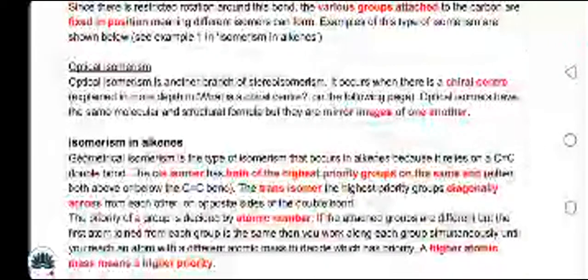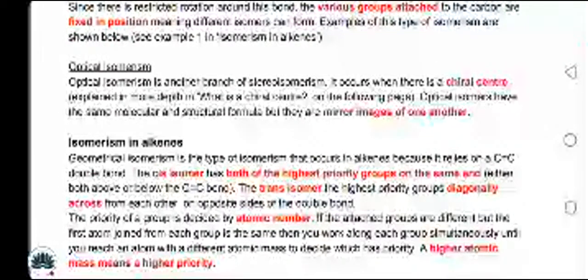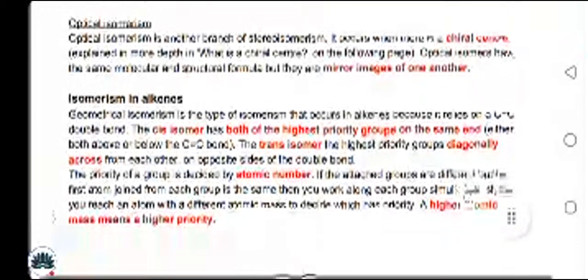See example 1 in isomerism in alkenes. First of all, optical isomerism. Optical isomerism is another branch of stereoisomerism. It occurs when there is a chiral center. Okay. Optical isomers have the same molecular and structural formula, but they are mirror images of one another.